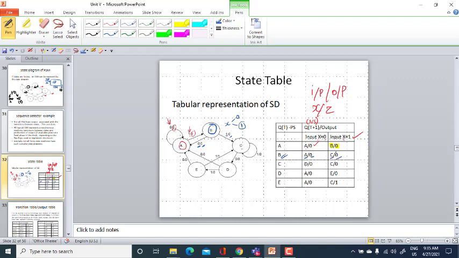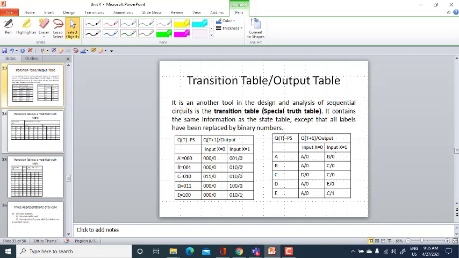Like that, for each and every present state, along with the inputs, derive your next state and the output. This is your state table. Next we will go ahead with the transition table or output table, which is another tool for the analysis and design of a sequential circuit.